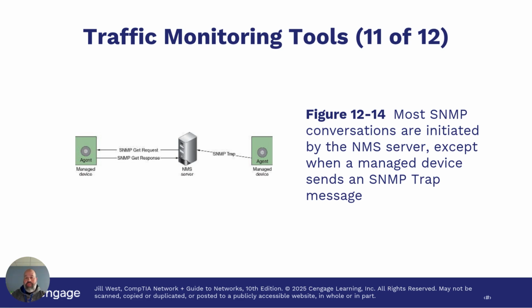Most SNMP conversations are started by the NMS server. It's usually doing the asking. The managed devices respond with information, but there is an exception. When something urgent happens, a managed device can send an SNMP trap message. It's basically the device yelling fire without being asked first.